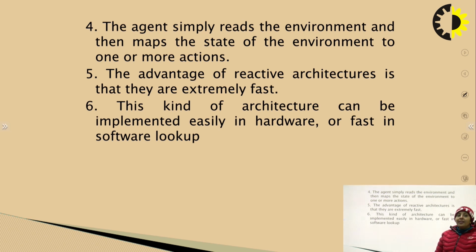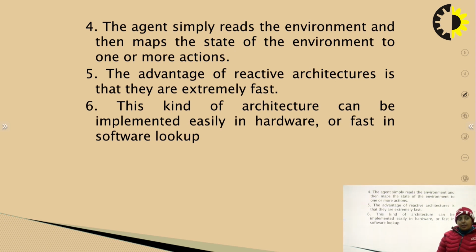The agent simply reads the environment. I have just given you the example of the box picking robot. Whatever it senses in the environment, its main purpose is to pick the box and drop it at some other location. So the agent simply reads the environment, searches for the box, and then maps the state of the environment to one or more actions, whether to keep that box in some other place or at some other location. It maps those actions and their reactions, and then performs actions accordingly.